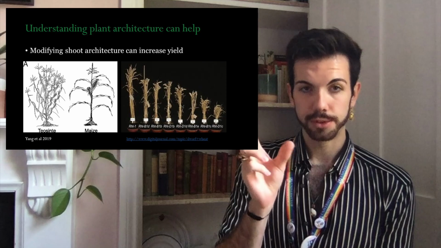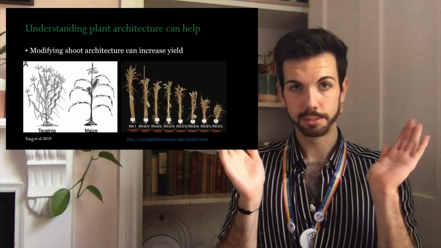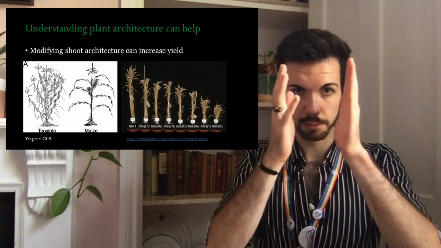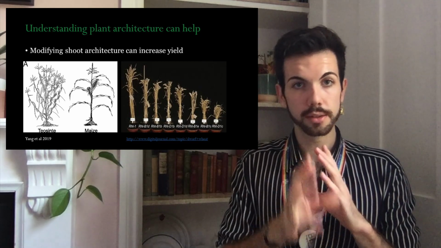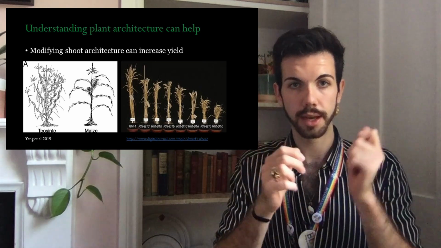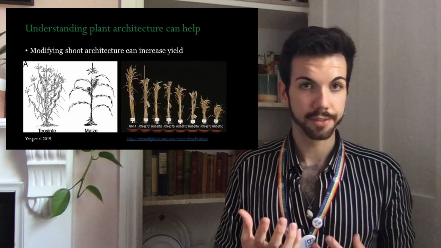And that's actually able to repress the growth of these axillary meristems. So we end up with a single stem, and a lot more of the growth energy is directed into actual edible parts. So that's very helpful.